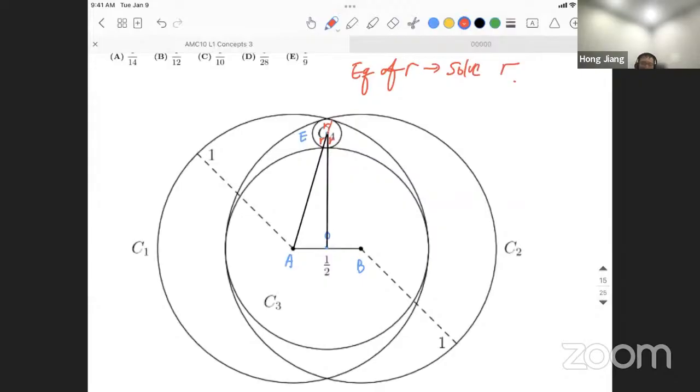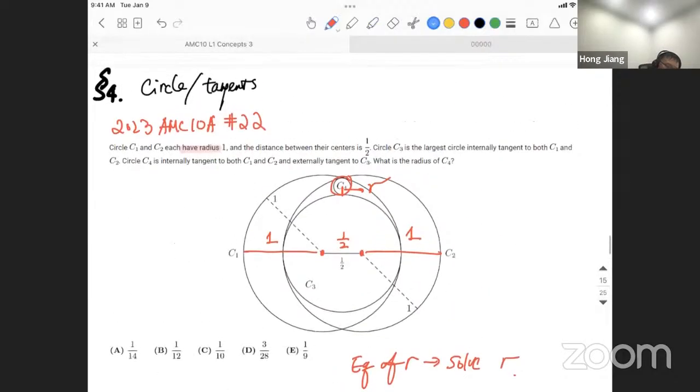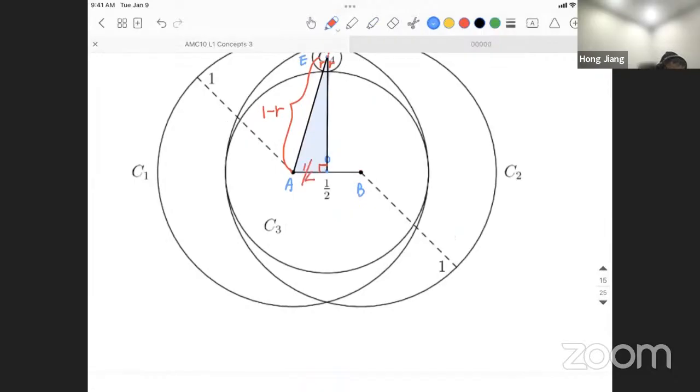Where can I try to find an equation? The very straightforward way is you have a triangle here. This triangle is very conspicuous. This is a right triangle. Let me see what happens for this right triangle. Hopefully, I can find some values and solve thereafter. For my right triangle, the hypotenuse is actually C1's radius minus C4's radius. So this is 1 minus R. And because this guy is 1 over 2, using the symmetric property, this is 1 over 4.